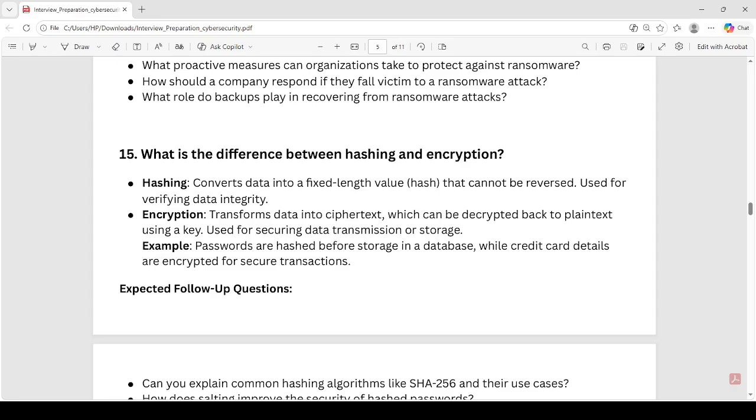Encryption transforms plain text data into ciphertext, which can be decrypted back to plain text using a key, and it is used for securing data transmission or storage. Example, passwords are hashed before storage in the database, while credit card details are encrypted before a secure transaction.